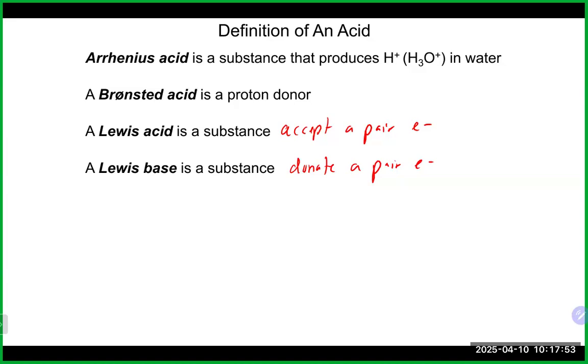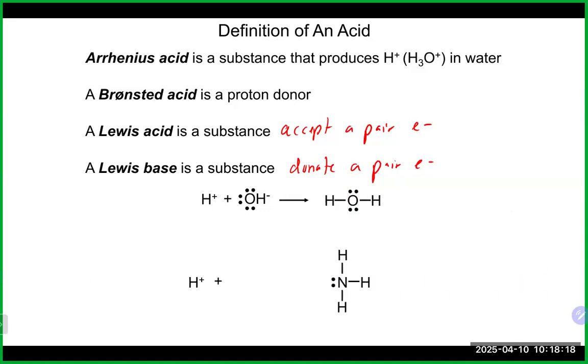Things that are good Lewis bases are things, for example, that are negatively charged, like chloride. It has a negative charge because it gained electrons, which means it has electrons to donate. Things that are polar and also have non-bonding electrons, like water, are really good Lewis bases. Ammonia, which also has non-bonding electrons and is polar, is a really good Lewis base as well.